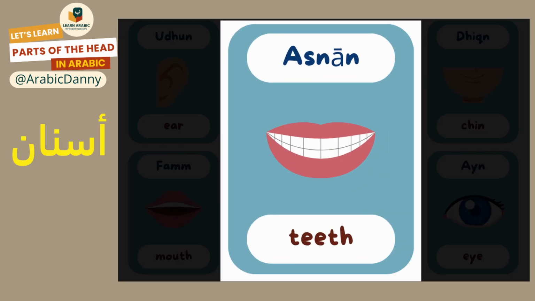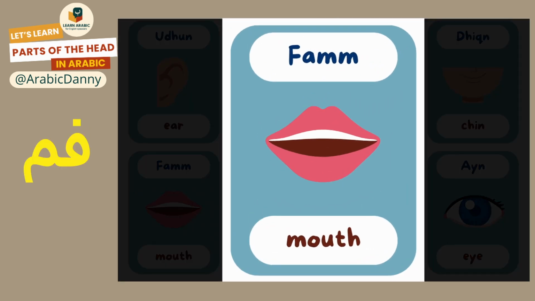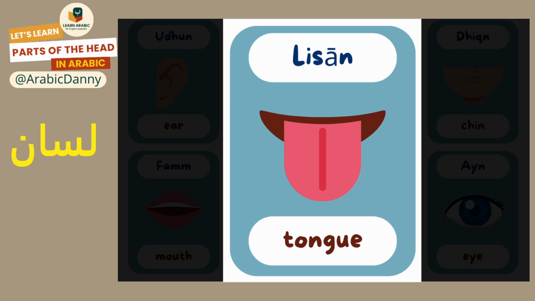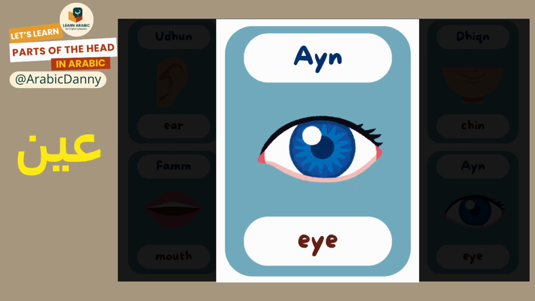Asnan, teeth. ذقن, chin. From, mouth. شعر, hair. Lisan, tongue. Ein, eye.